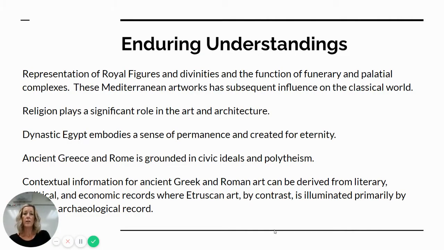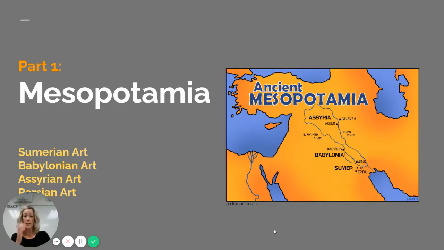We already went through our enduring understandings for AP, but I went ahead and included this slide just so we can have a way to recall the information and the important things that AP wants you to be able to understand at the end of this content area. And let's go ahead and get into part one, Mesopotamia. And like I said, this screencast will cover Sumerian art only.